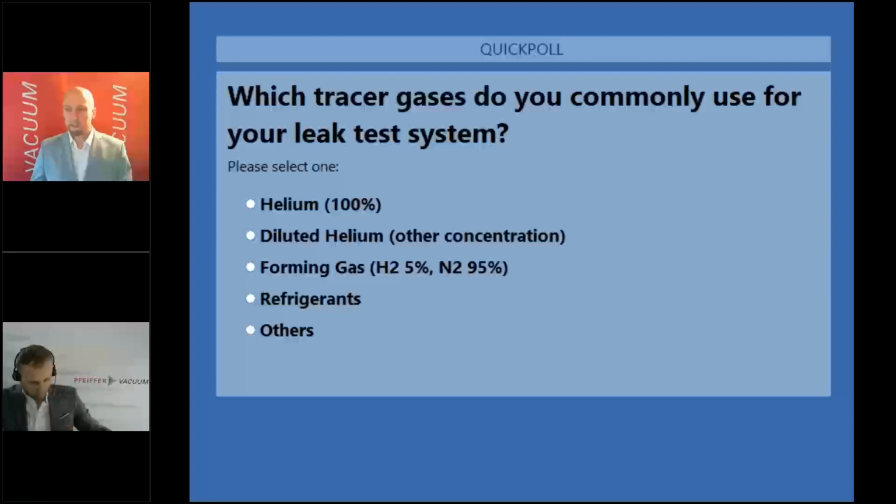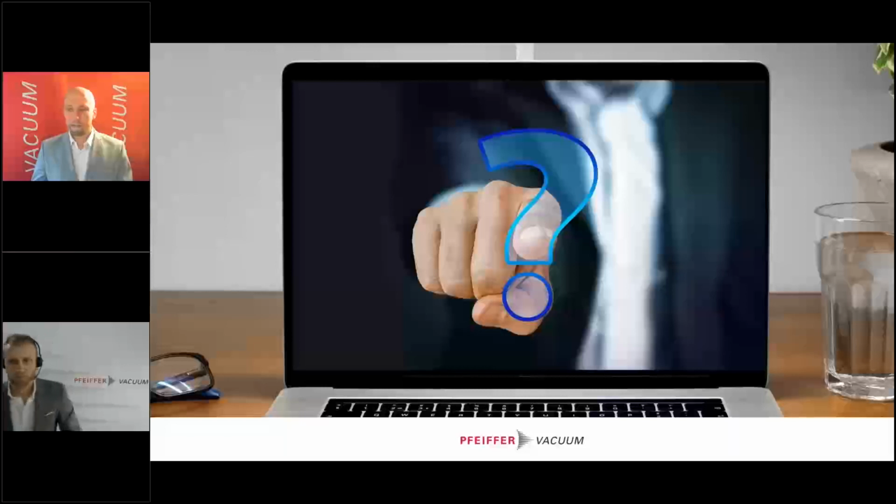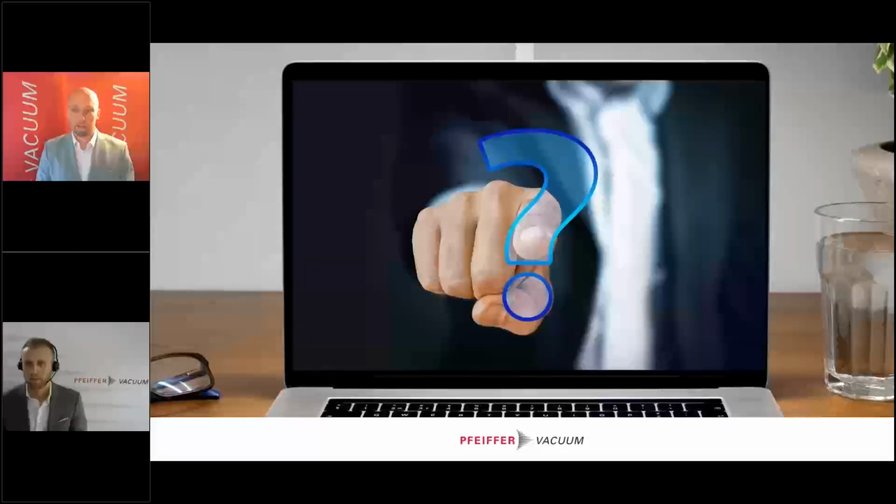Thank you for this. The result is that 60% of you use 100% helium, 30% of the voters use diluted helium, which adds up to roughly 90%, and the remaining percent are more or less others: 5% refrigerants, and only 2% forming gas. That is quite clearly in the direction of helium. Okay, so it is good that we were speaking about helium in the beginning. Thank you for your feedback.